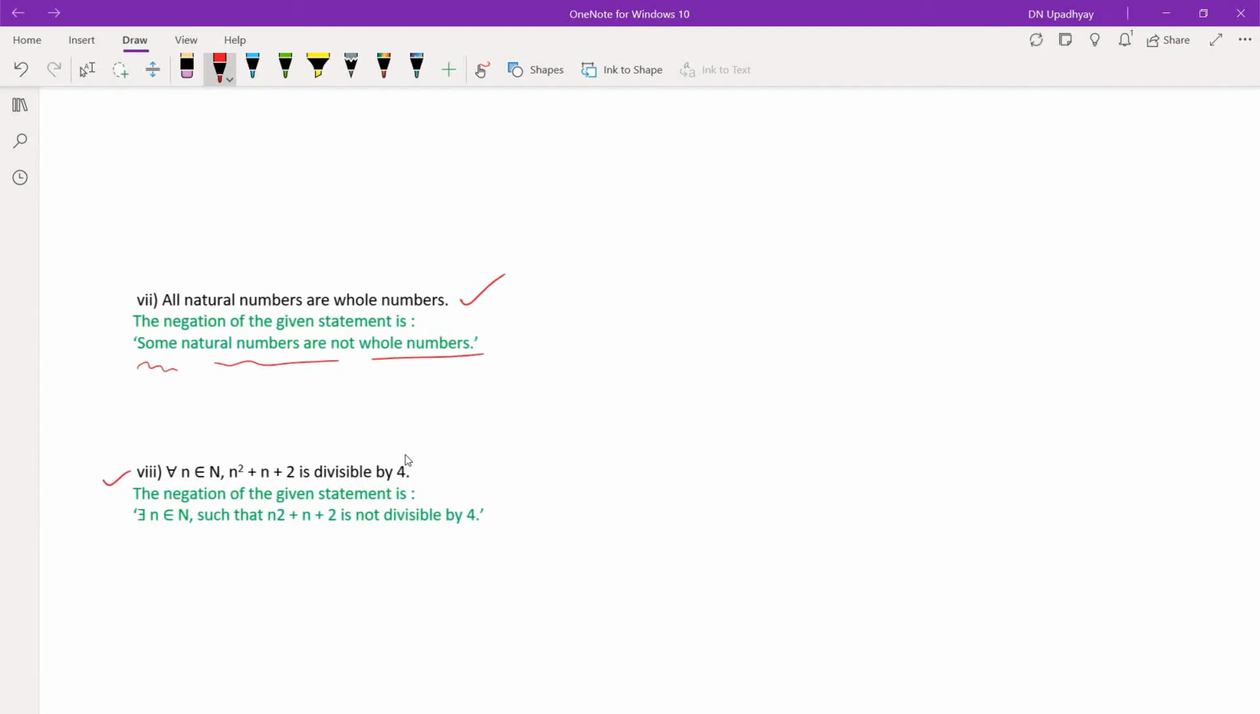Question number 8. For all n belonging to natural numbers, this is divisible by 4. See, the negation of for all is there exists. So there exists n belonging to N such that this is not divisible by 4. Negation. Not divisible by 4, right?